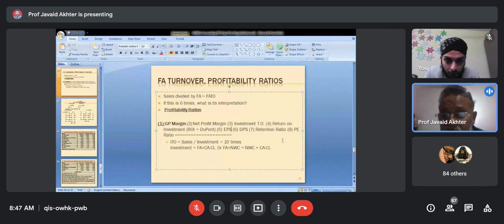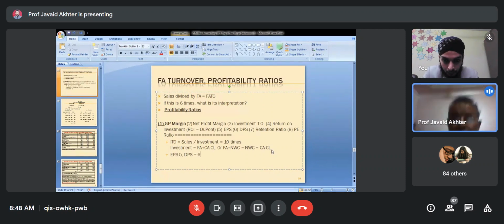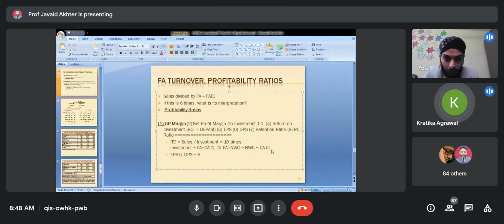And what is DPS? It is dividend per share. If the company pays dividend, whatever dividend it pays, if it is divided by the number of shares, you get a figure known as dividend per share. Suppose EPS for a company is ₹5. What does it mean? For every share, the company is earning ₹5. And suppose DPS is 6. What does it mean? The company is giving dividend of ₹6 per share.